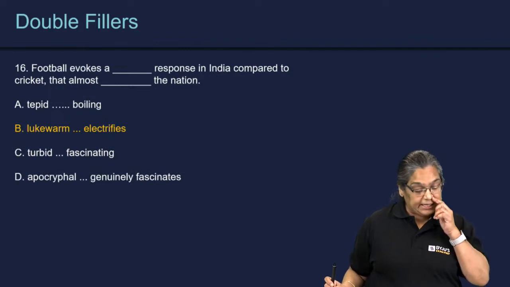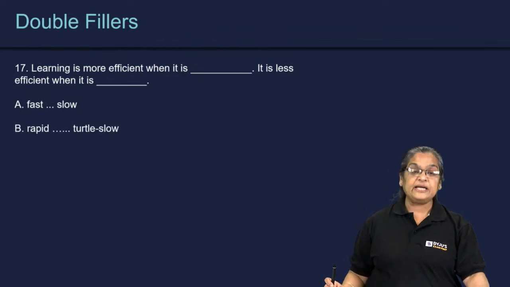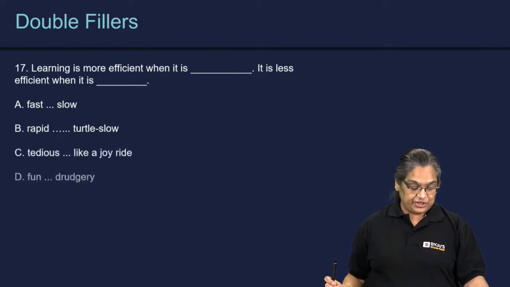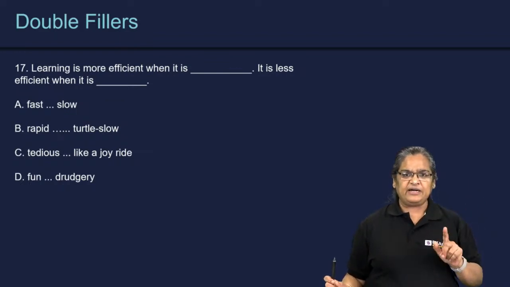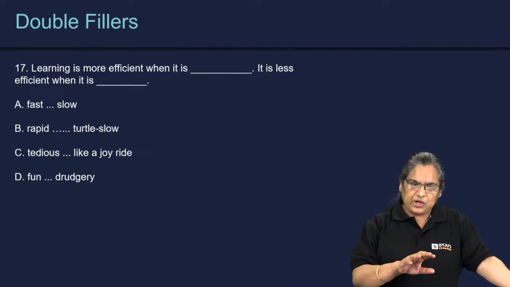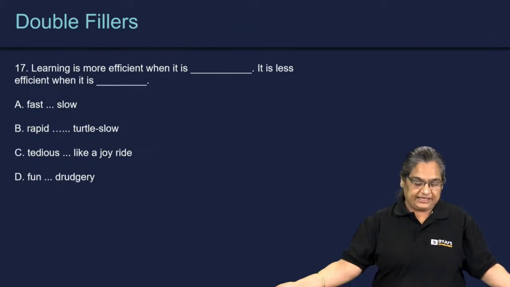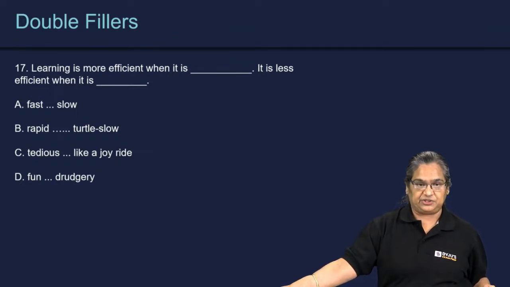All right, many years back this was a CAT question, one of my favorites. Learning is more efficient when it is dash, it is less efficient when it is dash. So now try to think, when does learning become more efficient? Use your logic. When does it become less efficient? Use your logic, and then look at the options. What kind of words are you looking at in the first and second blank, positive or negative? Think and then look at the options and tell me what's the answer for 17. Learning becomes more efficient when it is dash. It becomes less efficient when it is dash. Question 17.